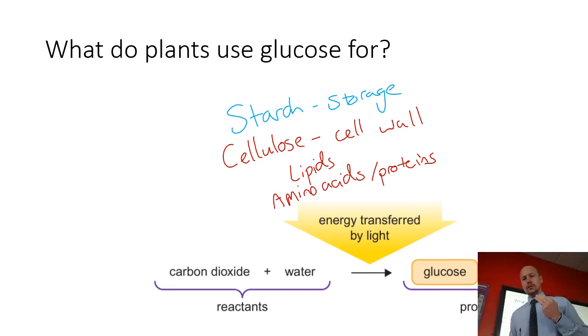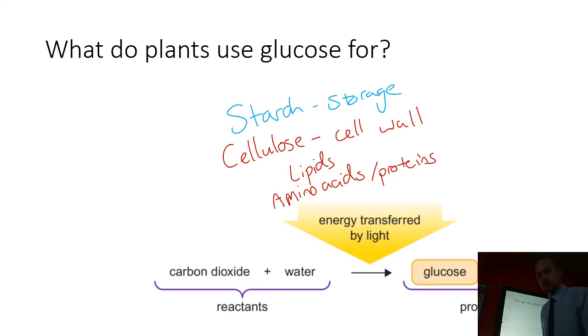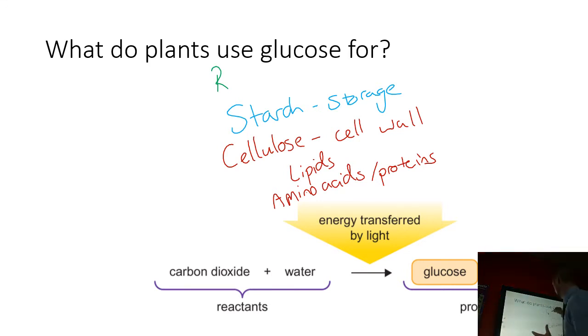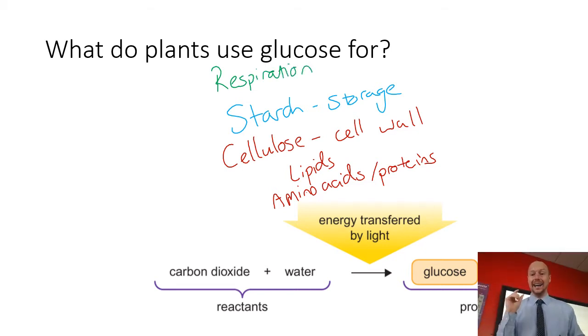Right, and the third thing it can do with that glucose is use it in respiration. So plants need to do respiration because they are living. At night time there's no light around, so they can't do photosynthesis, but they are still doing respiration at all times of the day and night. So they do respiration, and that takes glucose and oxygen and makes carbon dioxide and water and energy for the plant to live. So those are 3 things that plants use glucose for.